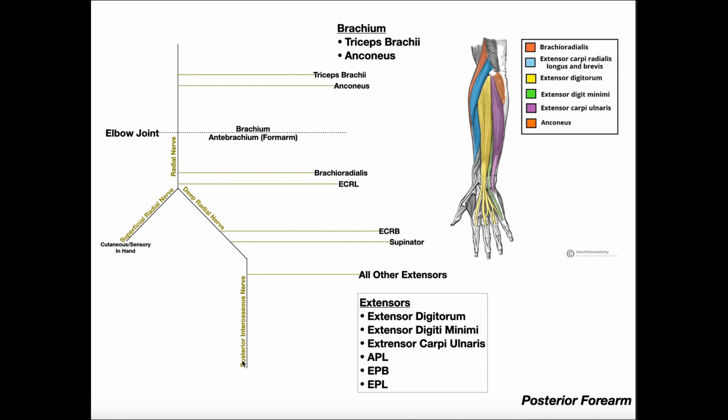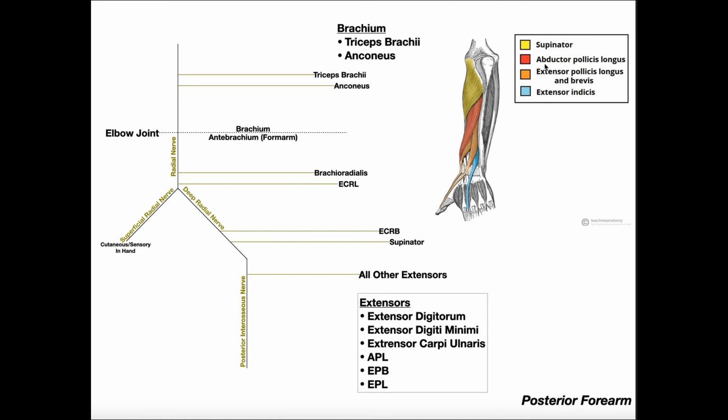Every single other muscle in the extensor compartment of the forearm, or the posterior forearm, all of them are innervated by the posterior interosseous nerve. So we can look at this picture right here. Extensor digitorum, the green one, extensor digiti minimi, extensor carpi ulnaris. If we flip over to the deep muscles, we've got abductor pollicis longus, extensor pollicis longus, extensor pollicis brevis. I didn't include it here, but also extensor indicis. Basically, every single other muscle in the posterior forearm is innervated by the posterior interosseous nerve.